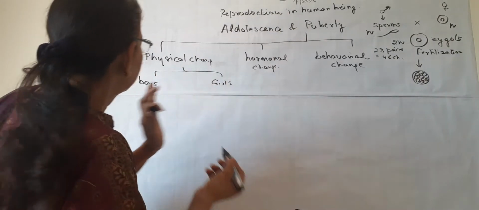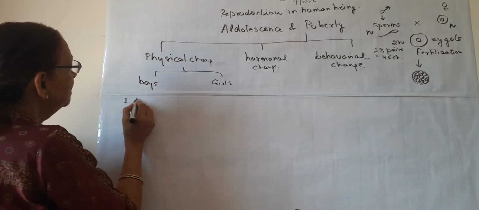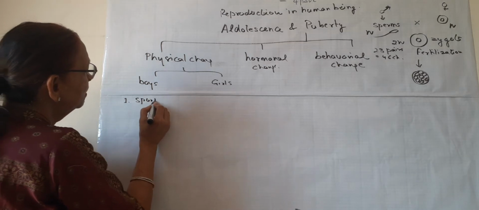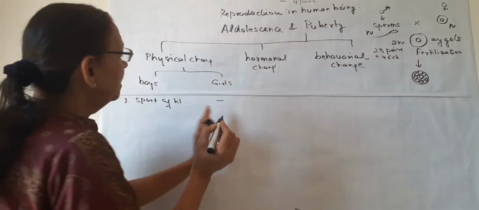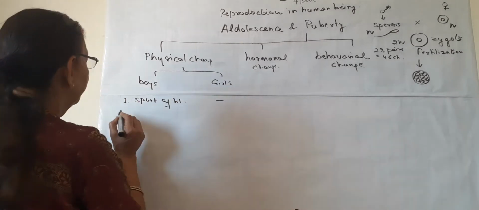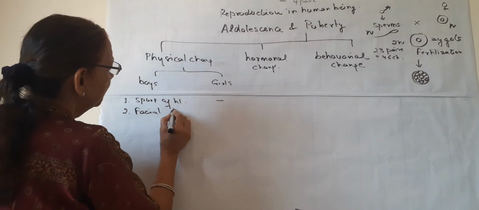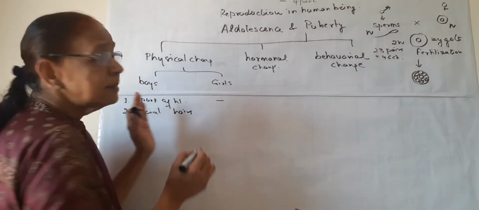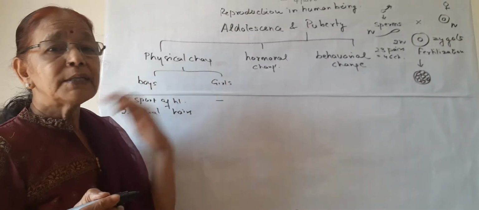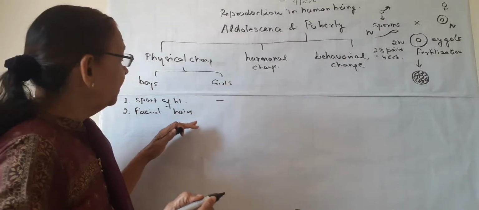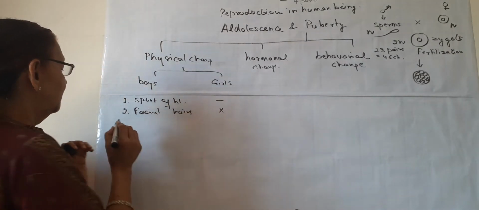So the physical changes we can write here in boys. First is spurt of height, as I have just discussed. Here also the same spurt of height is there. In boys then facial hairs develop. All of you know, around 12, 13 or 14, mustaches and beard start developing in boys, and no facial hairs in girls.